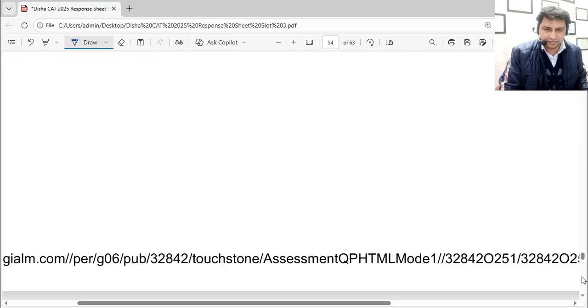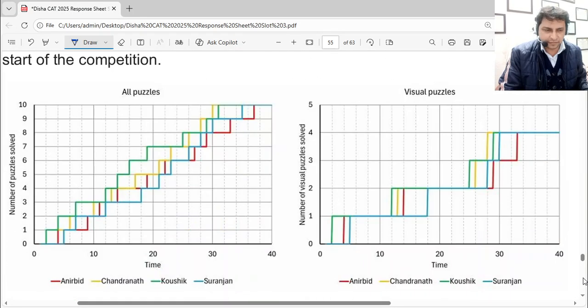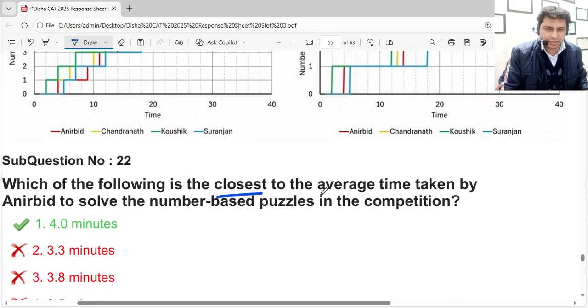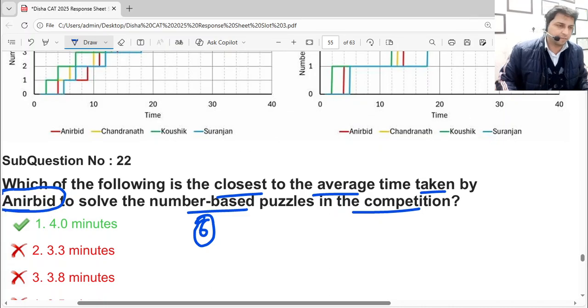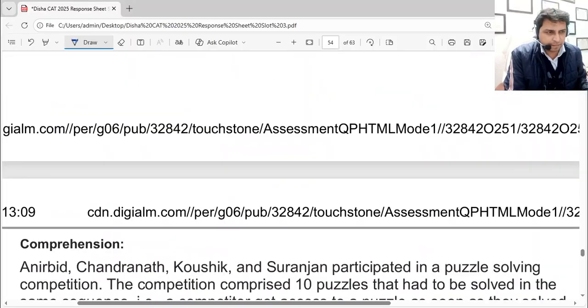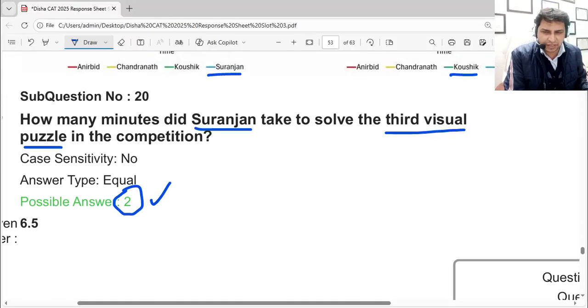Another question we have. It says, which of the following is the closest to the average time taken by A to solve the number based puzzles in the competition? So we have to see the 6 number based puzzles in total which they have, how much time he took, Anirbid, A. So let's go back where we marked, so that will save us time. Here it is.